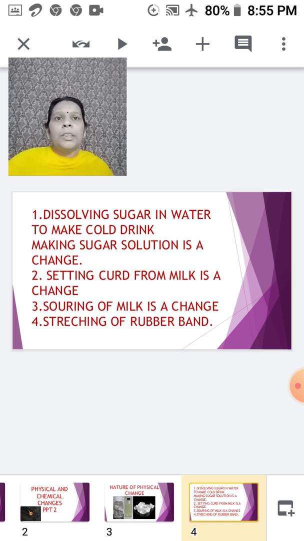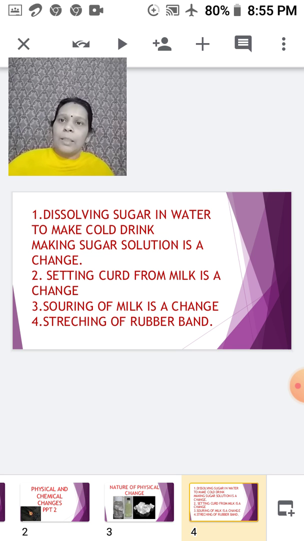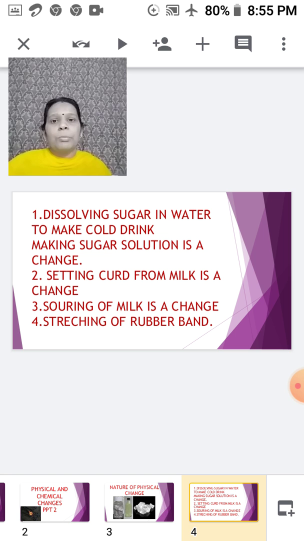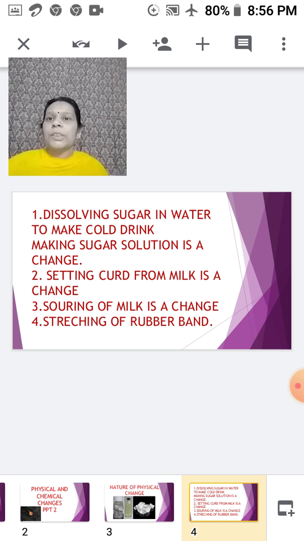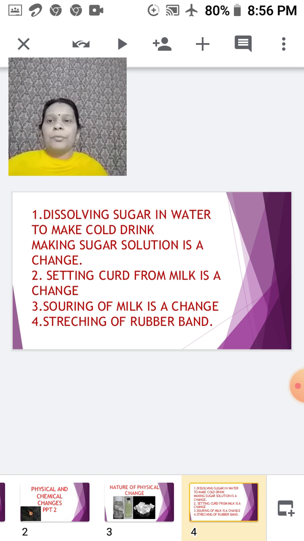And here again, I will give you one example. When sugar was mixed in water, the sugar dissolved in water and it gave a clear solution which tasted sweet. So this was also a physical change. The sugar is still present, but it is present in the dissolved state now. So we can get it back if we evaporate the water.